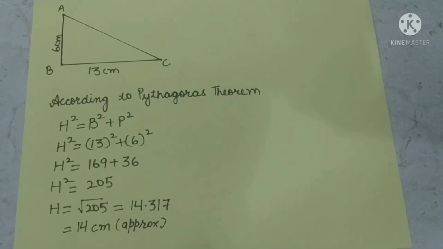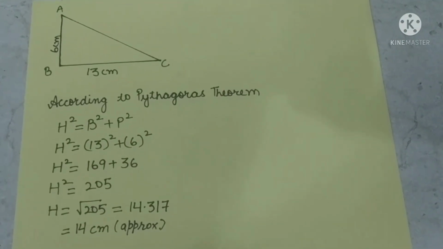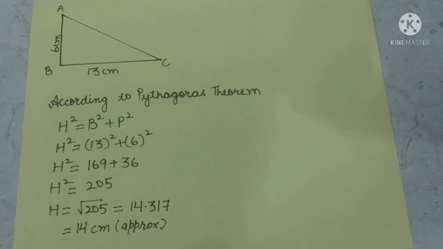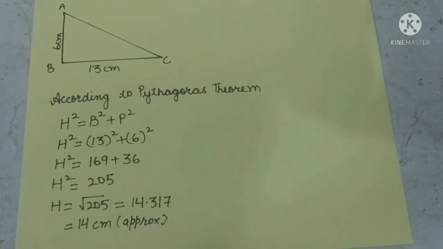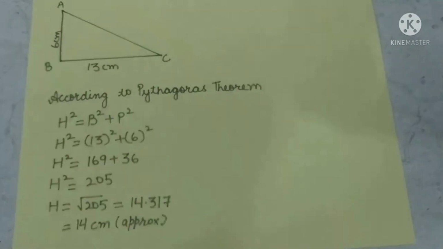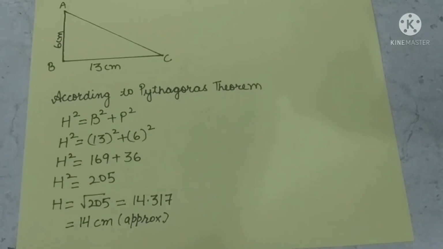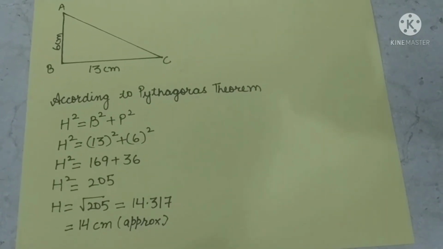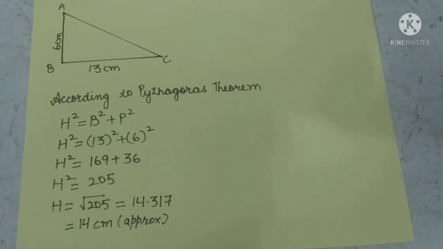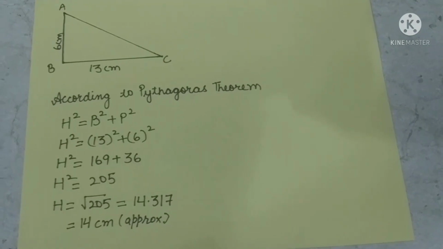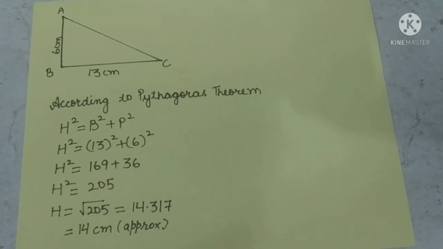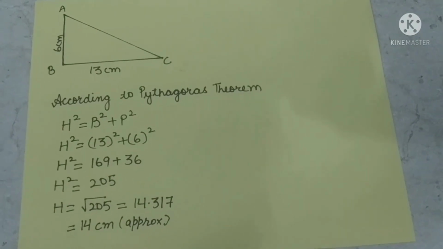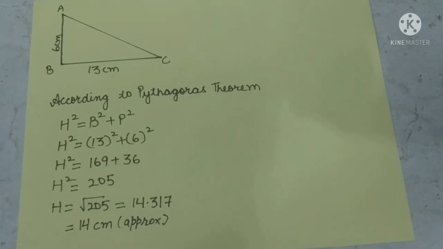If there is a triangle ABC with height 6 centimeters and base 13 centimeters, the hypotenuse square will be equal to 13 square, which is 169, plus 6 square, which is 36. When we add this, we will get 205. Therefore, the value of h will be root 205, which is approximately 14 centimeters. Exactly, it is equal to 14.317 and so on. So that means what we found out in our model is true, and this proves the theorem as well.